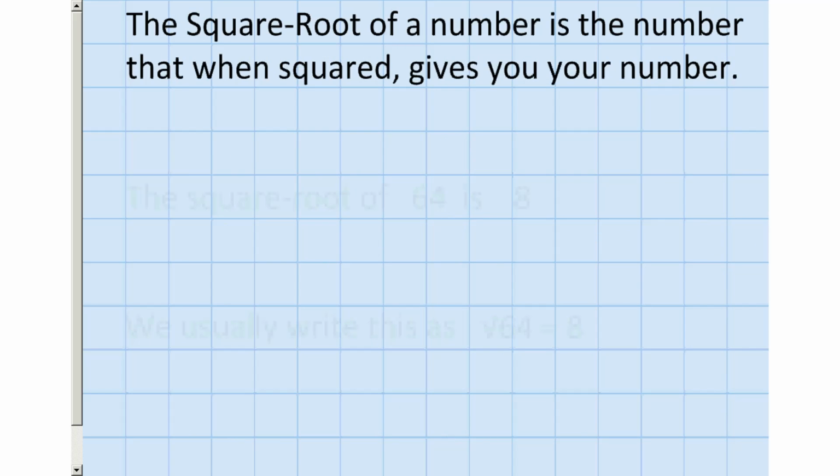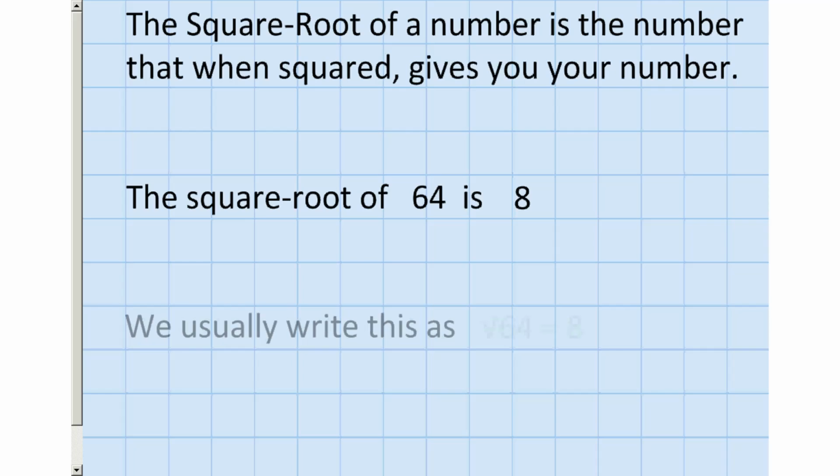Now, the square root of a number is the number that when you square it gives you that number. And the square root of 64 means what number multiplied by itself is 64? Well, just so you know, on the last page it was 8. Now, we usually write this with a special symbol, which is kind of like a zigzag. It means square root, and the square root of 64, what number multiplied by itself gives you 64, is 8.